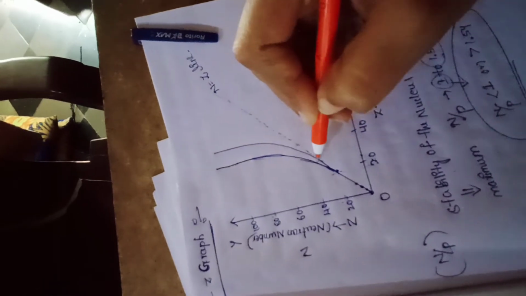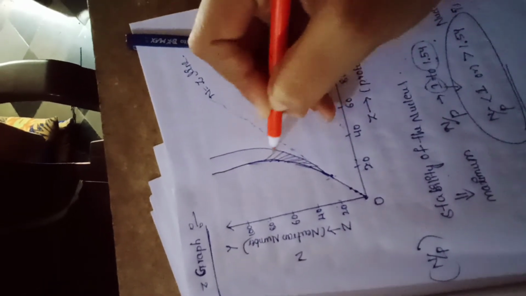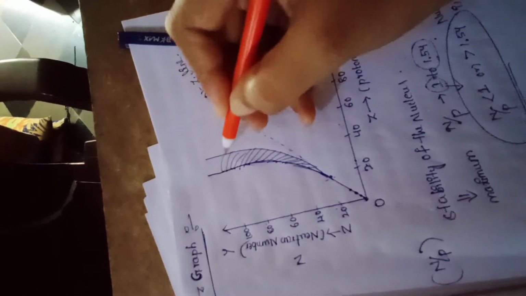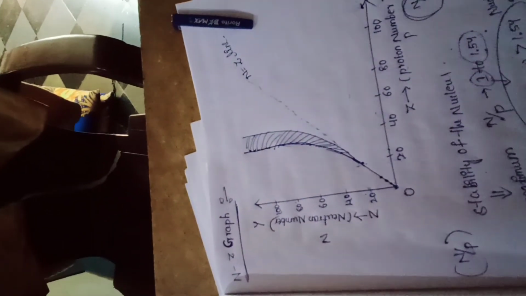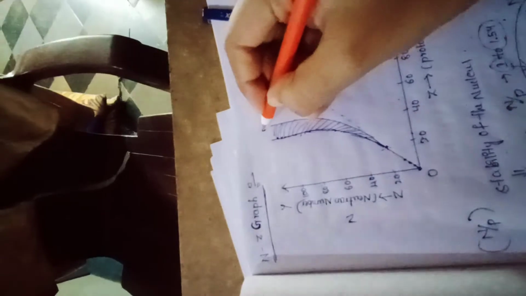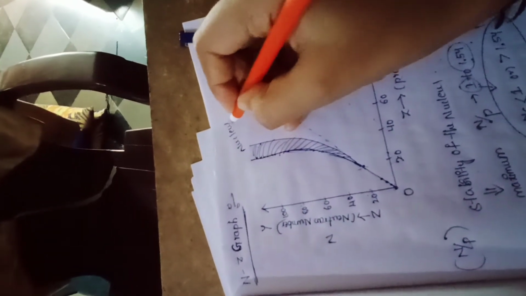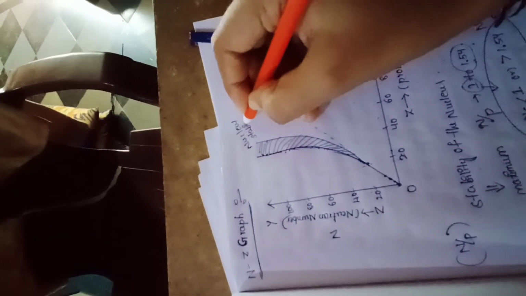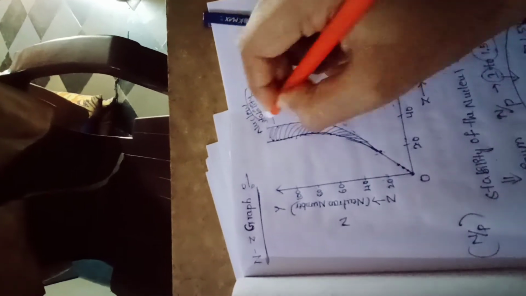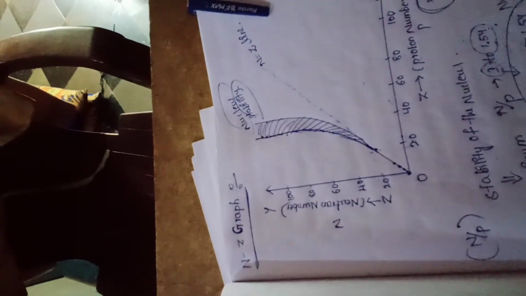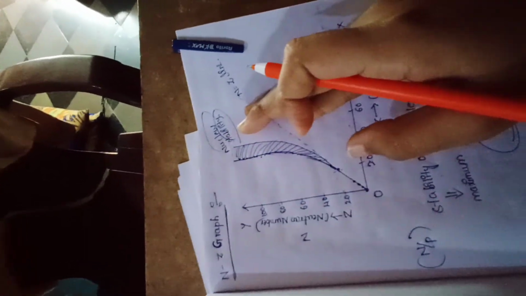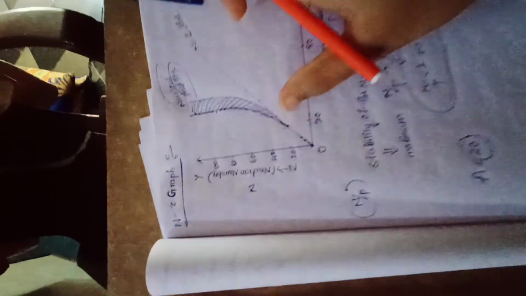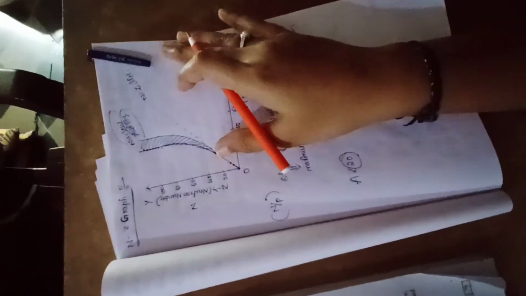Okay, and the shaded region always gives you the nucleus stability. The shaded region indicates the stability of the nucleus. Other than this shaded region gives instability of the nucleus.